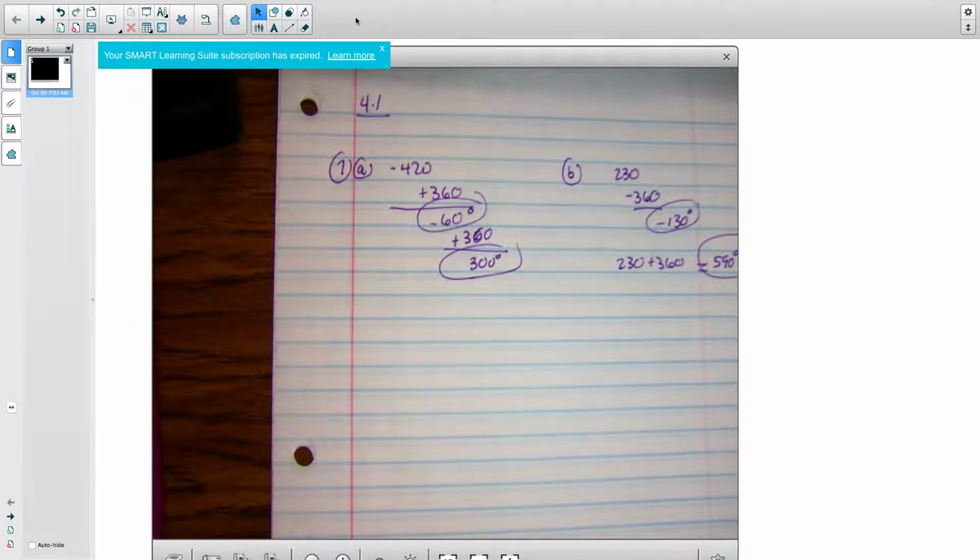What about 8? What about 9? On the back, 10 through 12.